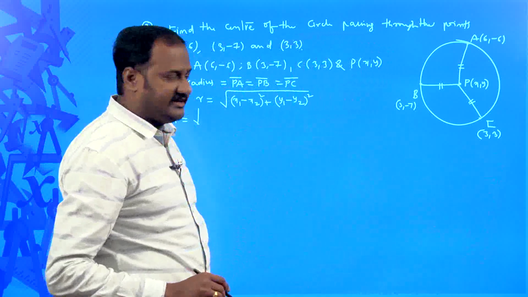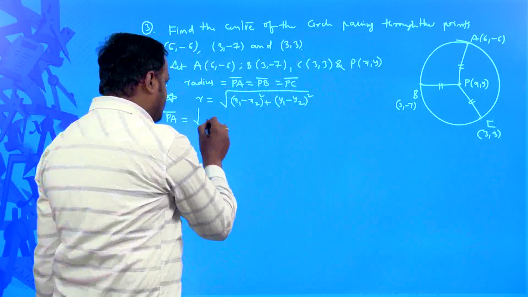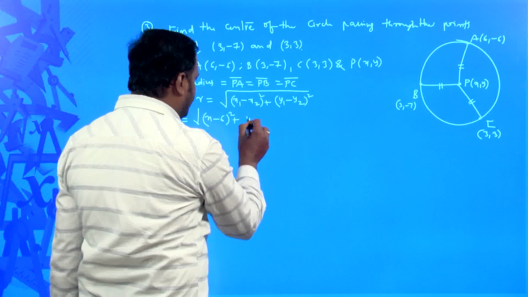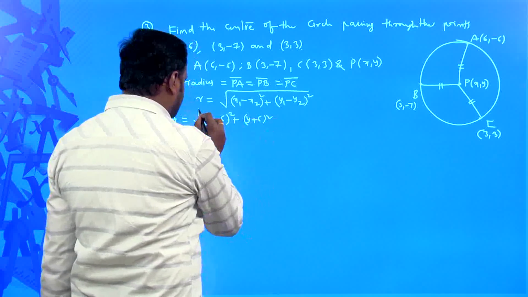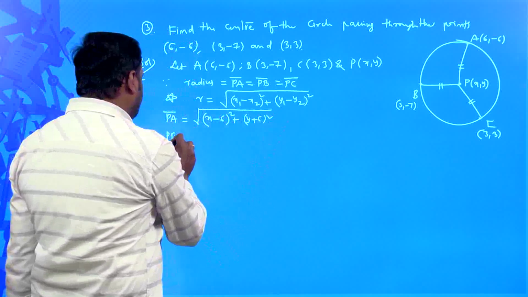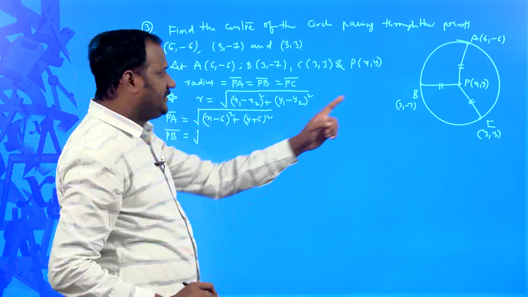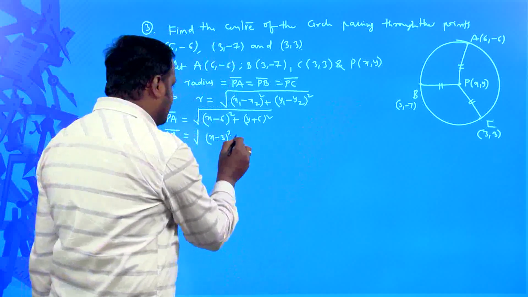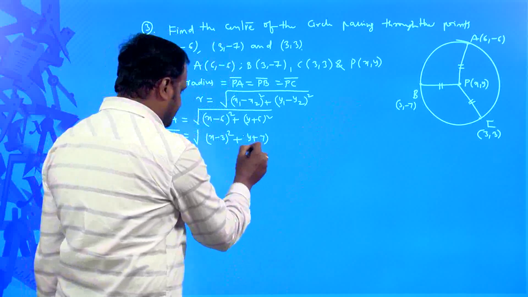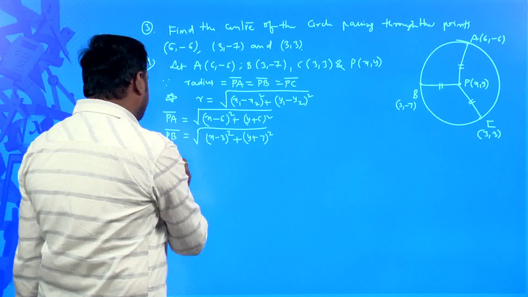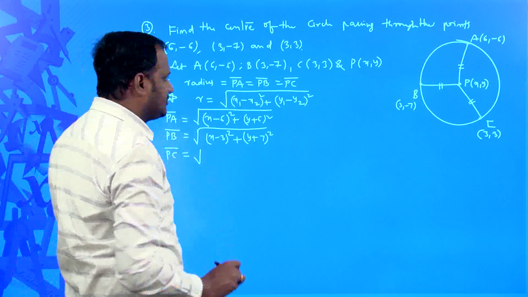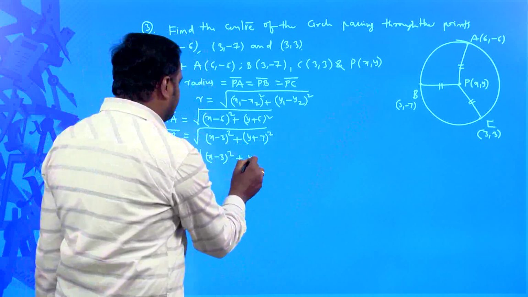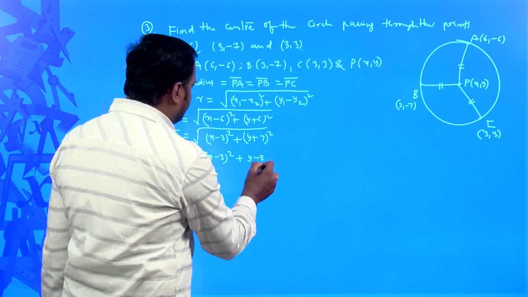So the distance between P and A is nothing but x1 minus x2 whole square, that is x minus 6 whole square, plus y1 minus y2 whole square, y plus 6 whole square. This is the distance PA. The distance PB is square root of x minus 3 whole square plus y plus 7 whole square. Similarly, the distance PC is square root of x minus 3 whole square plus y minus 3 whole square, right?